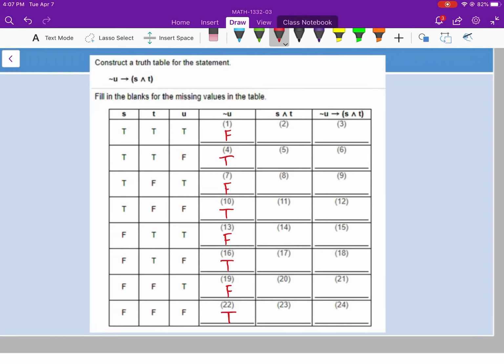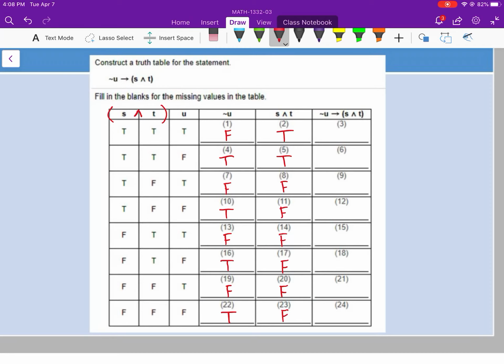All right, now let's work on S and T. That's comparing these two right down here. Now, remember, both have to be true for it to result in a true statement. So S and T, true and true, that means true. True and true, that also means true. True and false, that is false. True and false, that's false. False and true, that's false. False and true, that's false. False and false, that's definitely false.